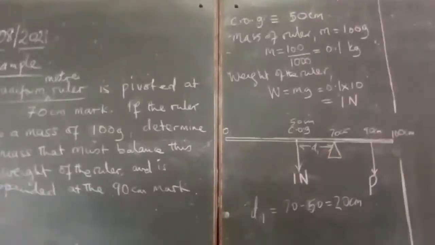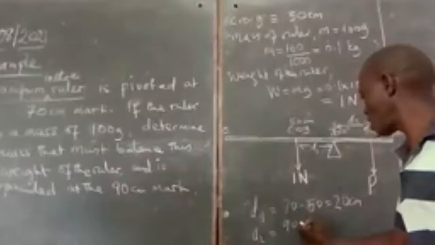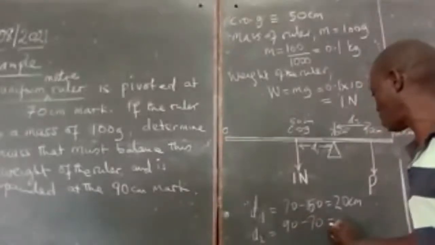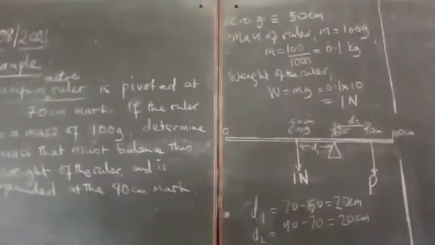Now, what about the second distance? I have another distance here. 20 centimeters. 90 minus 70 gives me also 20 centimeters. So I have got distance 1 and distance 2.